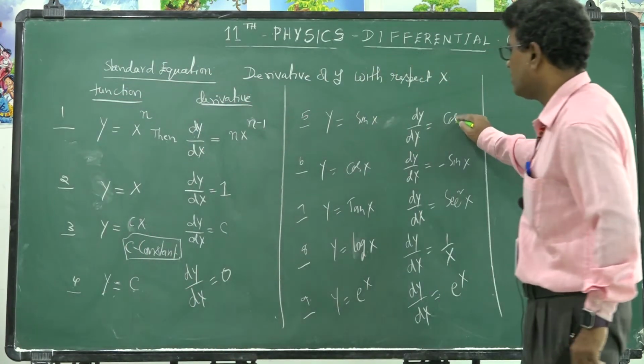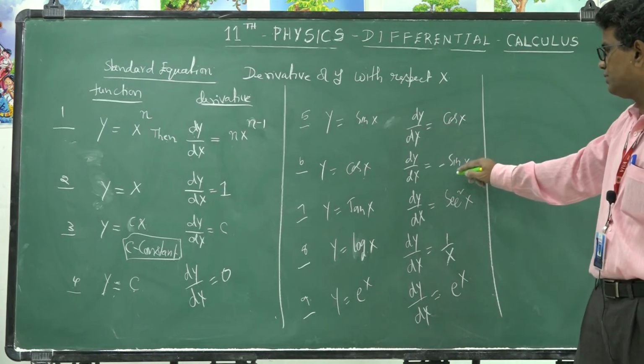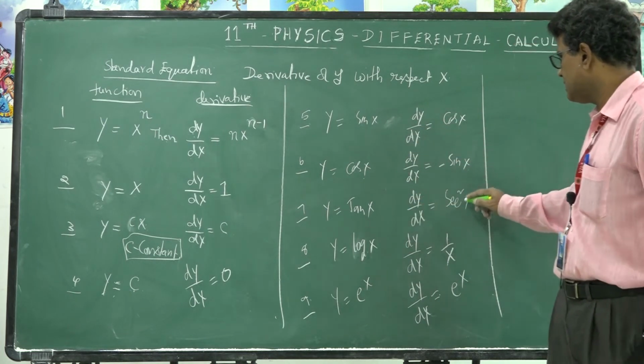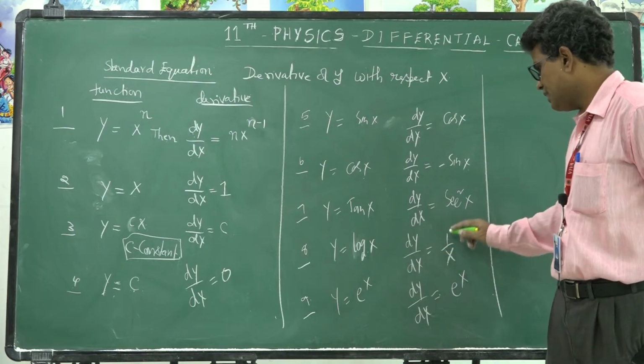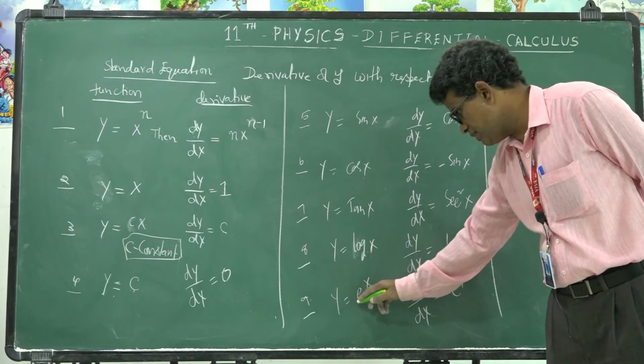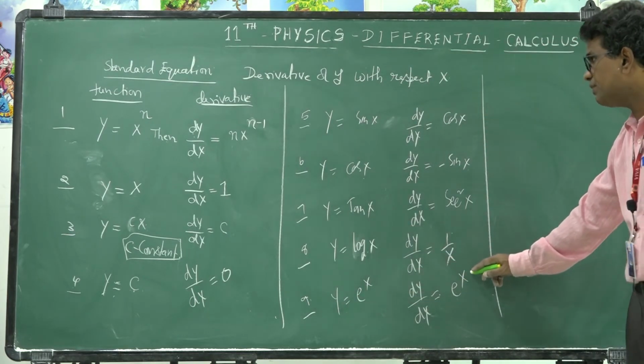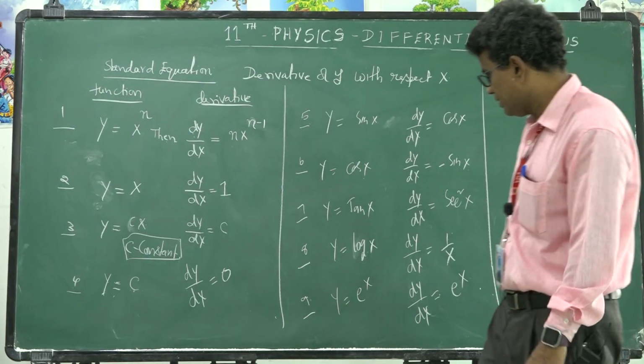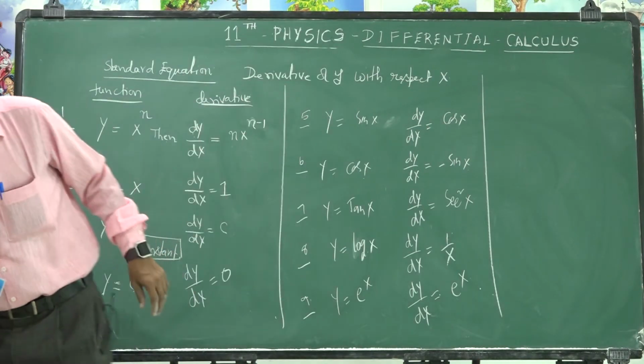Sin x, you will get cos x. Cos x, you will get minus sin x. Tan x, you will get secant square x. For log x, you will get 1 by x. E to the power x, you will get e to the power x. You remember these 9 formulas. Here I am giving 9 formulas.